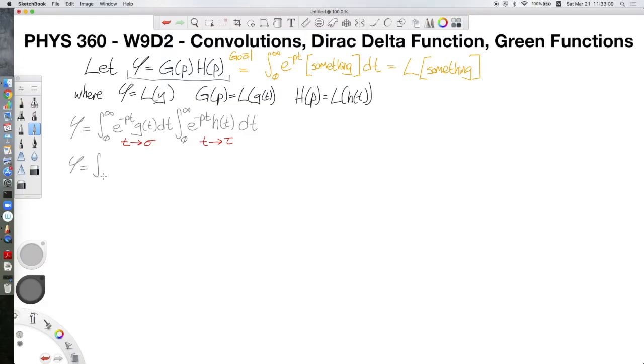So then our integral becomes the integral from 0 to infinity of e to the negative p times sigma times little g of sigma d sigma, times the integral from 0 to infinity of e to the negative p tau times h of tau d tau.